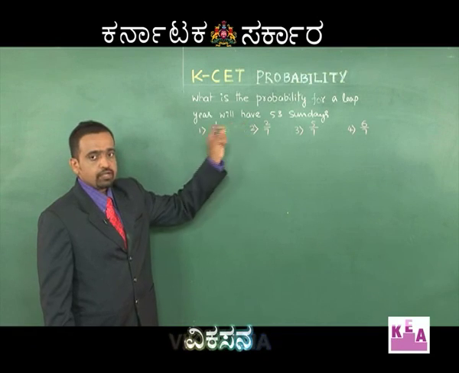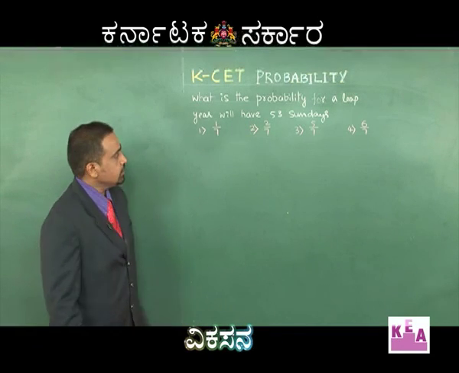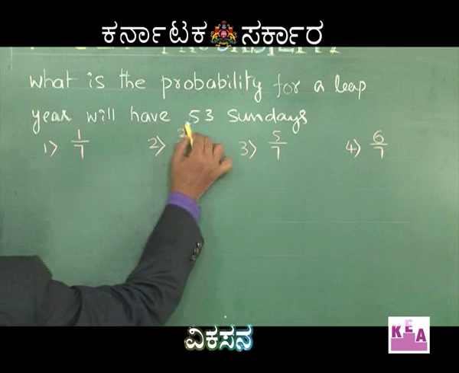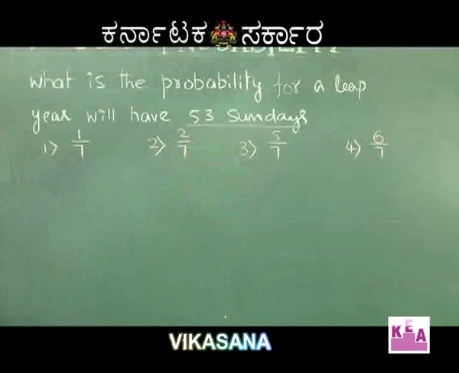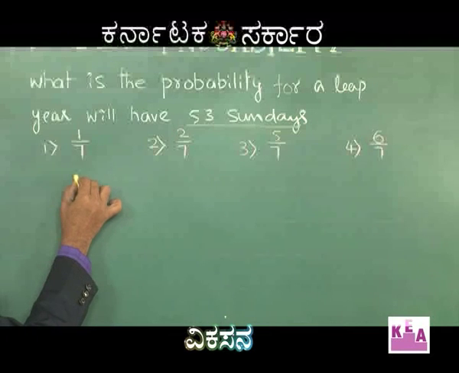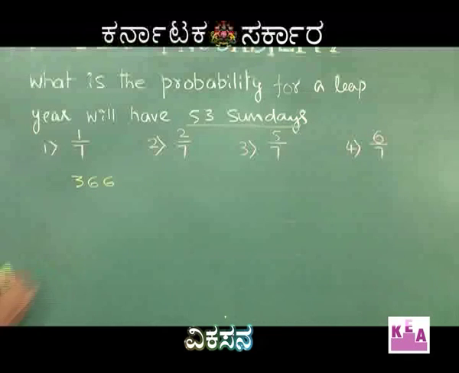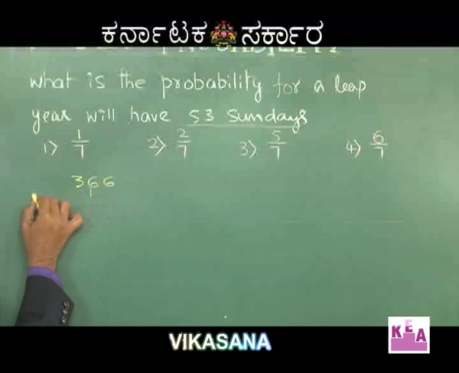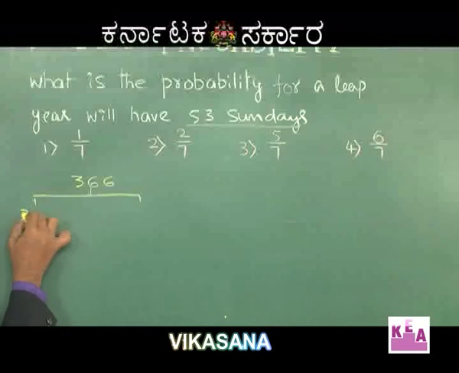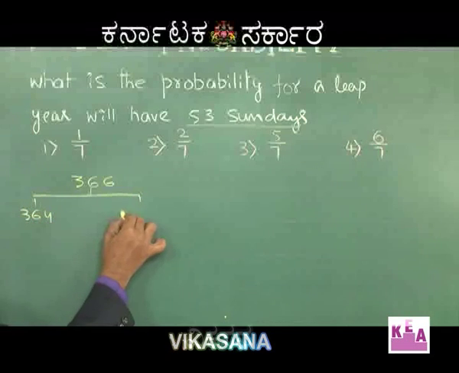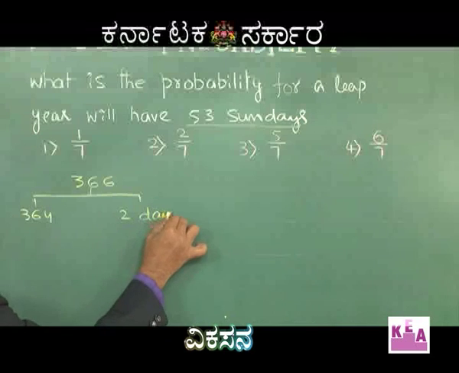First, you identify what is the event. Here the event is getting 53 Sundays. Here the year is a leap year. A leap year means a leap year will have 366 days. This 366 days includes 364 days plus 2 days.